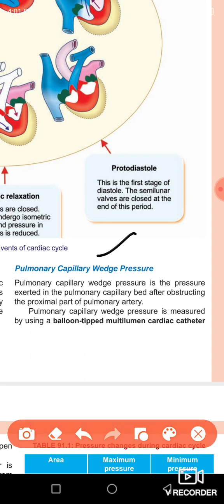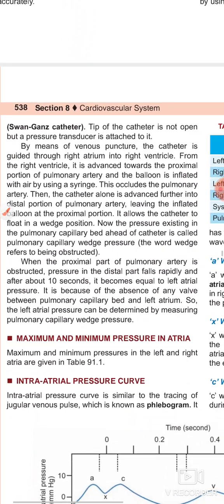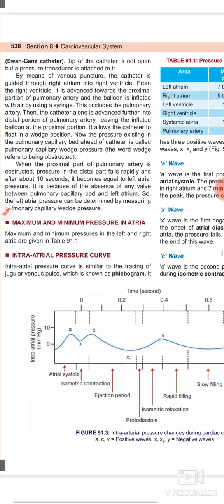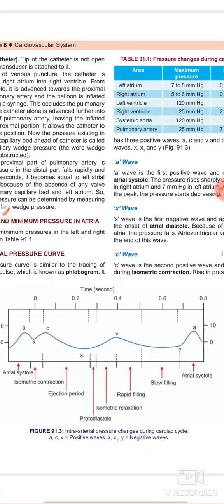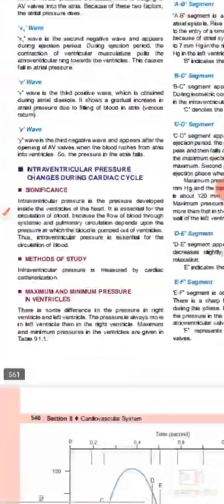This pressure is exerted in the pulmonary capillary after wedging from the proximal part of the pulmonary artery. It is measured with a balloon tipped catheter, which is used to measure the blood pressure in the left atrium. After measuring the pressure, this is the pressure curve consisting of A wave, X wave, and Y wave, but we don't have to discuss them.